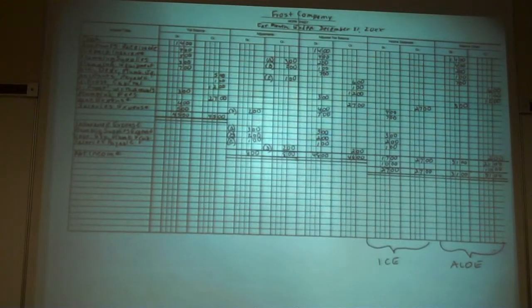Accumulated depreciation has a normal balance on what side? On the credit side. So our asset is the debit, accumulated depreciation is the credit. Book value never shows up on the balance sheet, but we can calculate that by subtracting the accumulated depreciation from the asset.